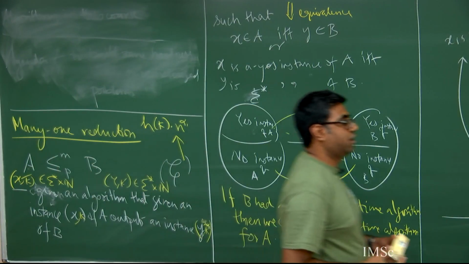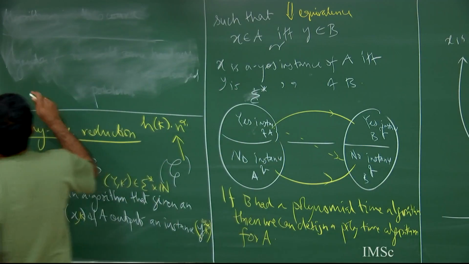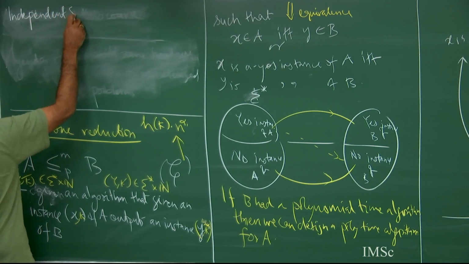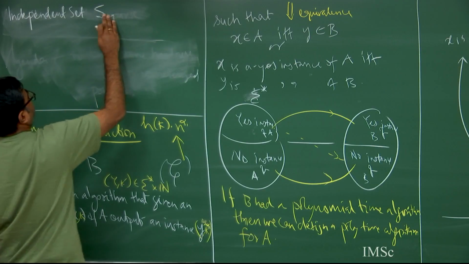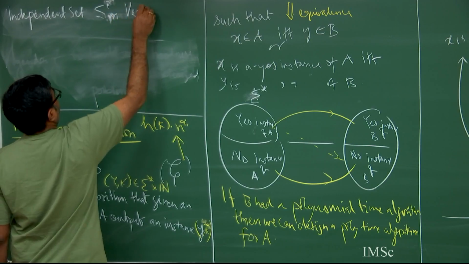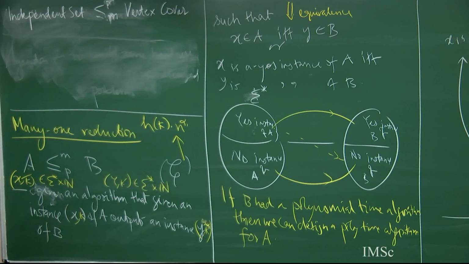So do you know a reduction from independent set to vertex cover? Do you know a polynomial time, meaning one, reduction from independent set to vertex cover? Yes. No. So what is the instance?